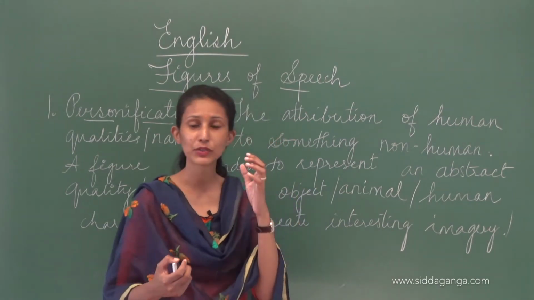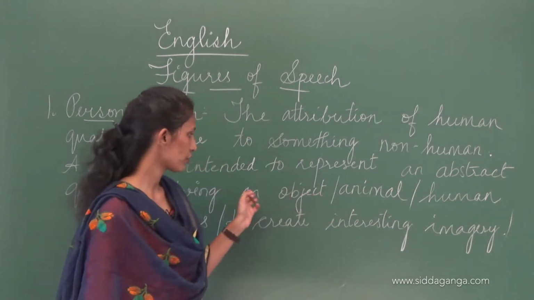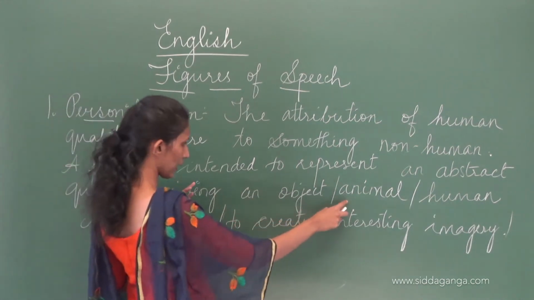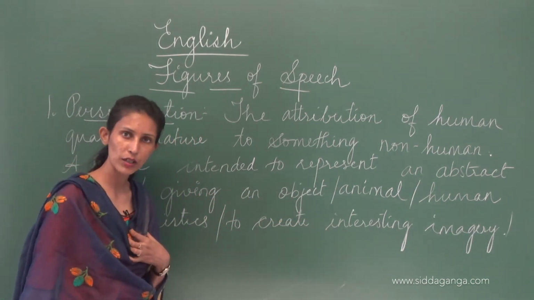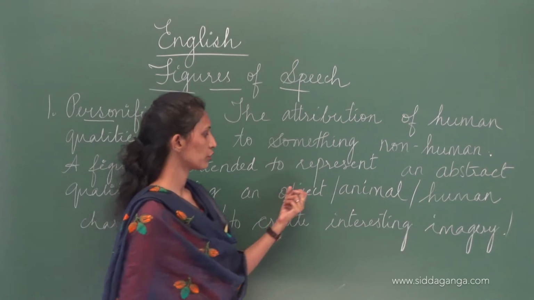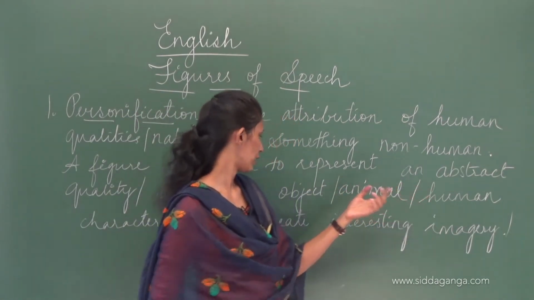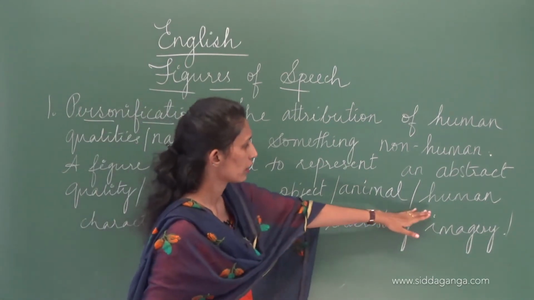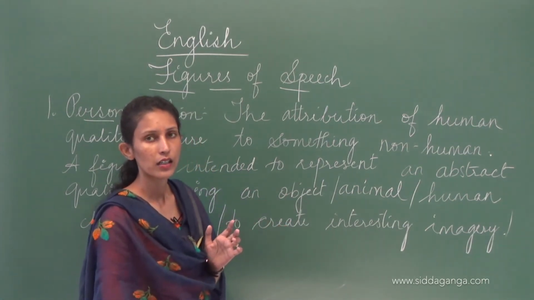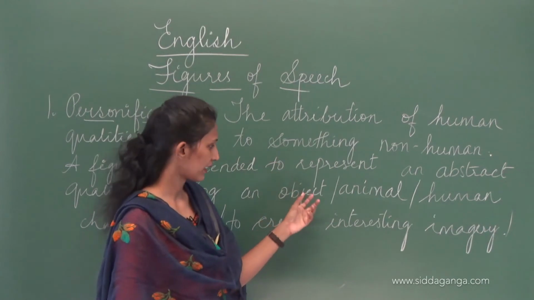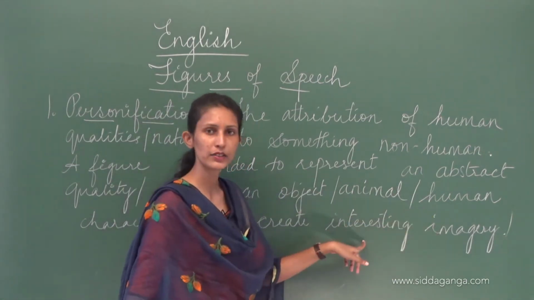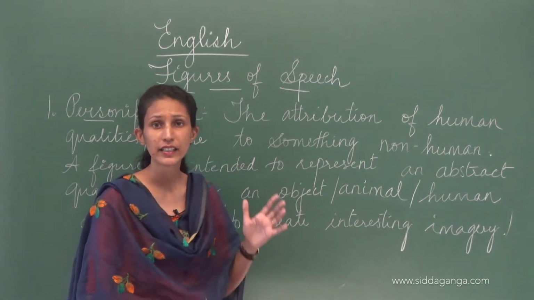So those are abstract qualities given to what? Represent an abstract quality giving an object or animal. So you are placing that abstract quality, maybe kindness, helpfulness, faithfulness, loyal, being loyal to whom? To an object, or an animal, human characteristics to create interesting imagery. So those qualities you are placing on an animal or an object, whose qualities? Human qualities, to do what? To create some imagery, some image that is very, very interesting.